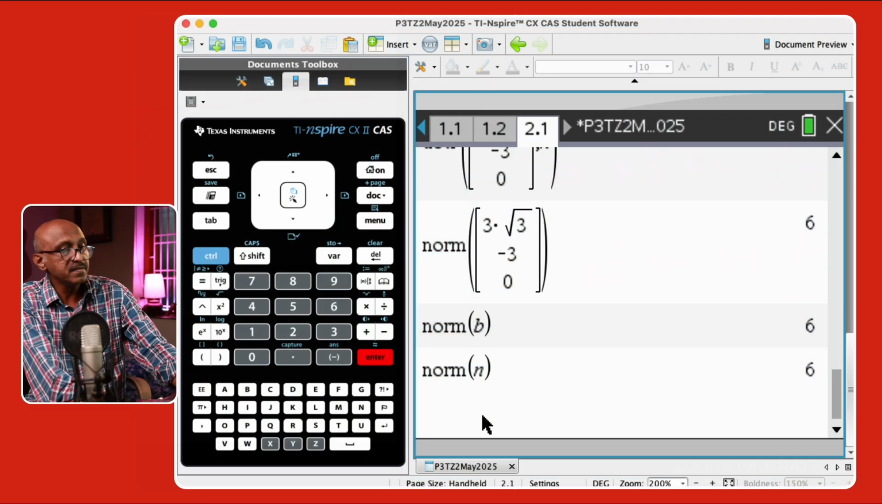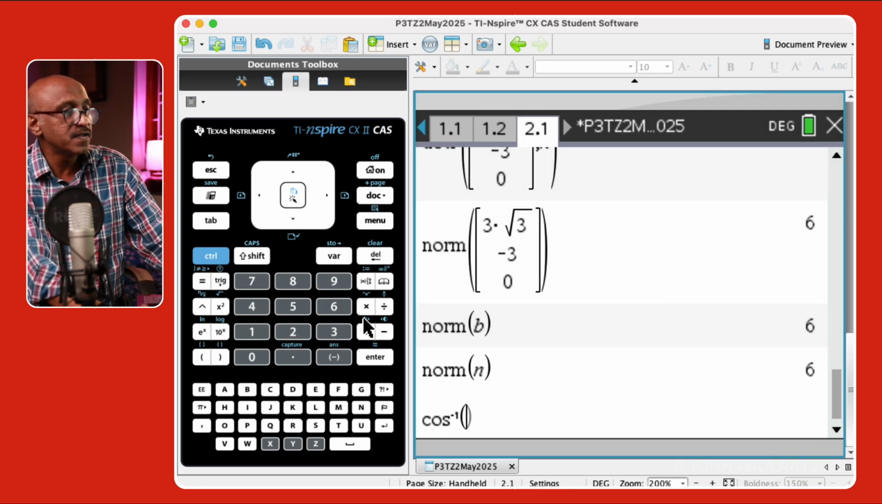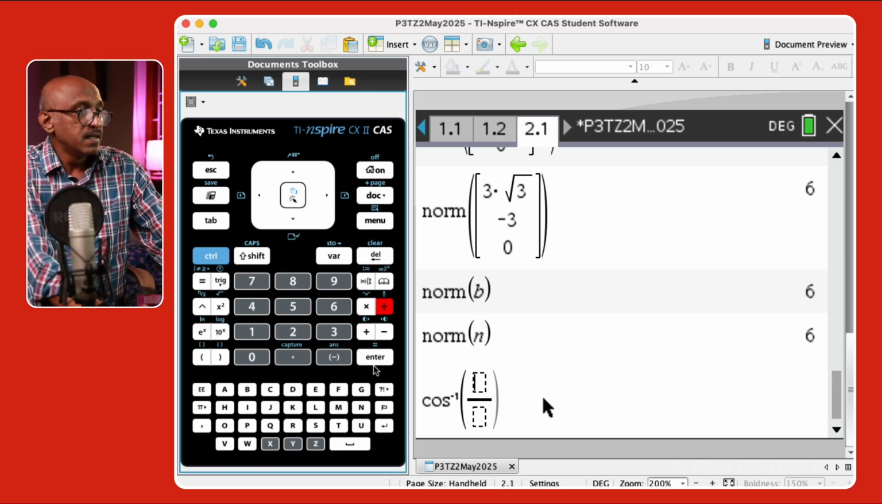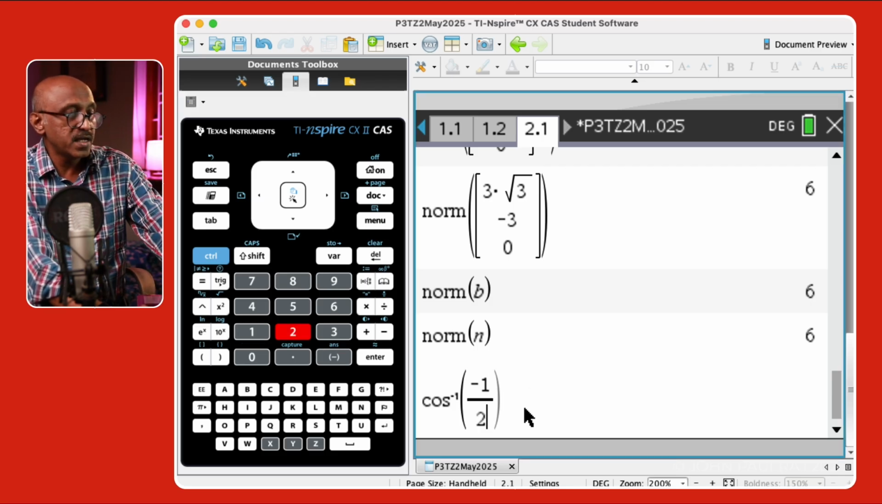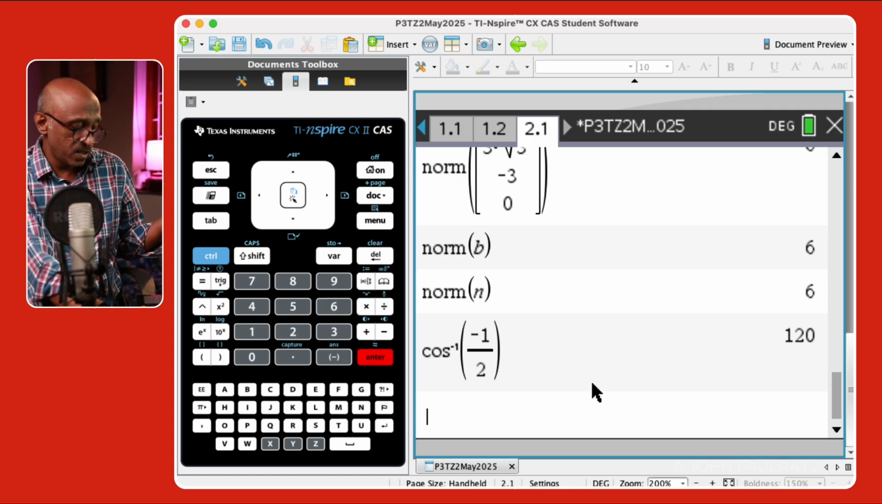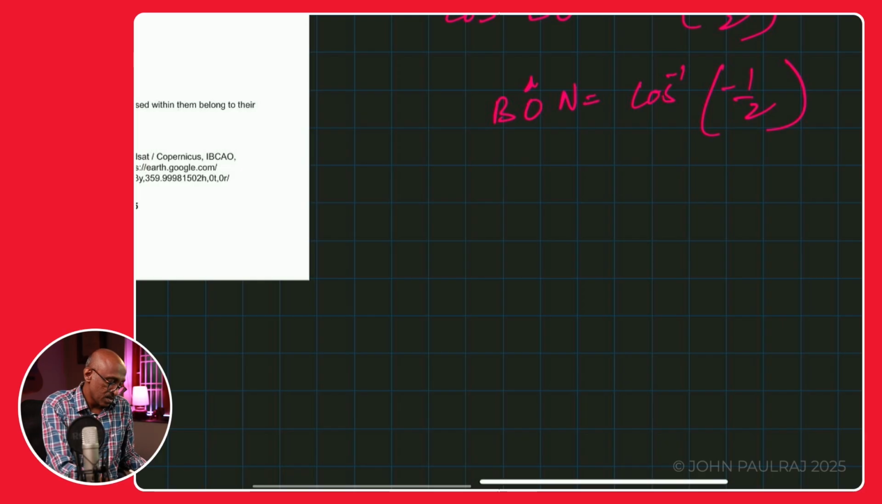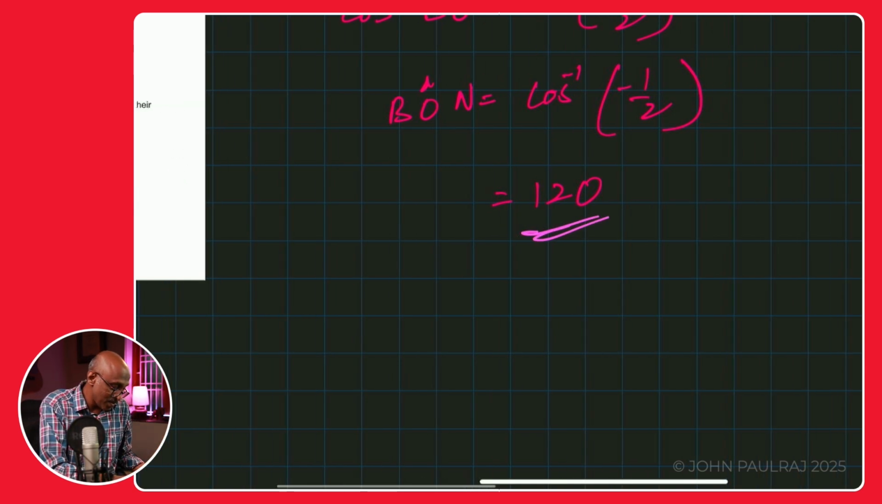So let's come back. A little bit of trig: cos inverse of a negative half. This time again, use this one, 1 and 2, and we get 120 degrees. There you go. So this angle is 120. This is just the first part of the answer. We wanted this angle. Now we will find the arc length. Remember, that was the main thing.